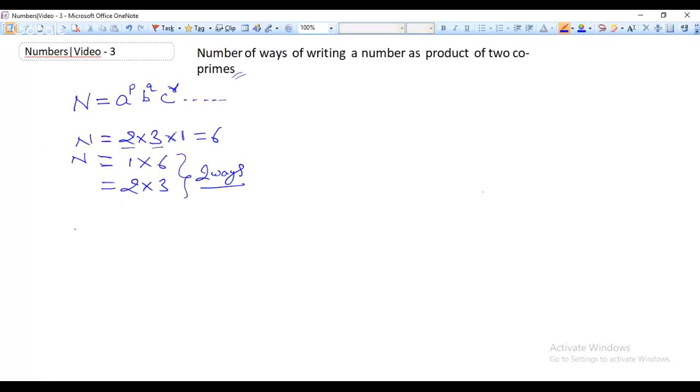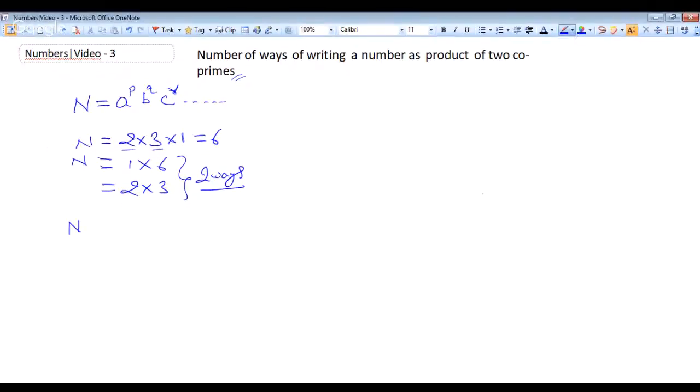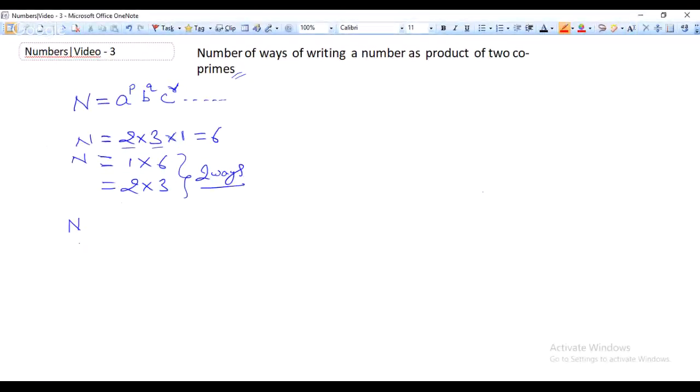What if we get another number into it? Let's take another number. I'll change the color here. It's red. Okay, let's take another number, which can be taken as 2 into 3 into 5.